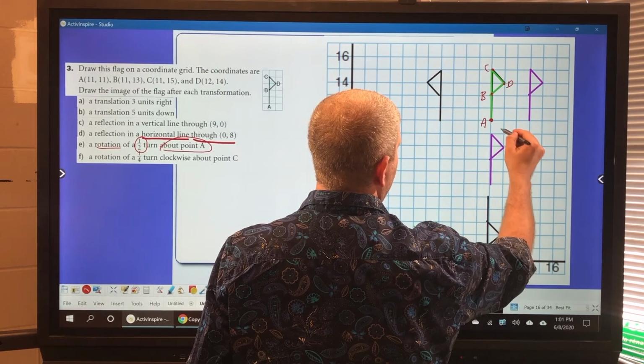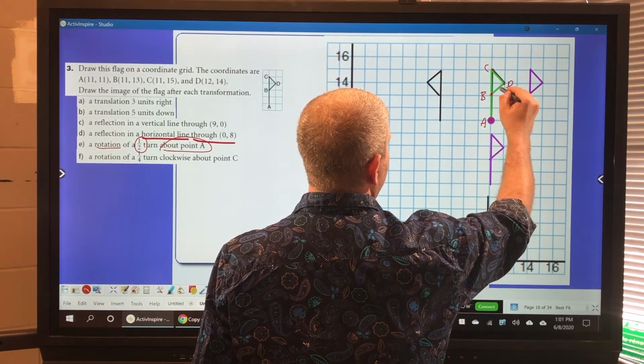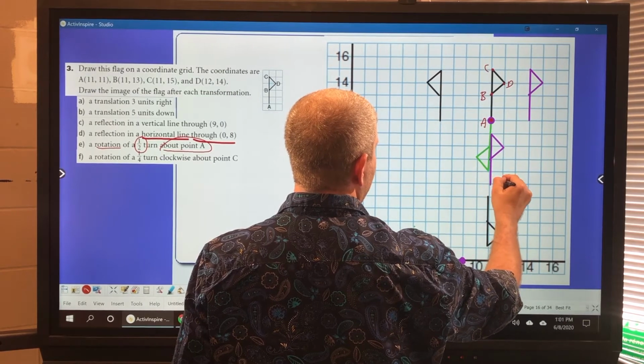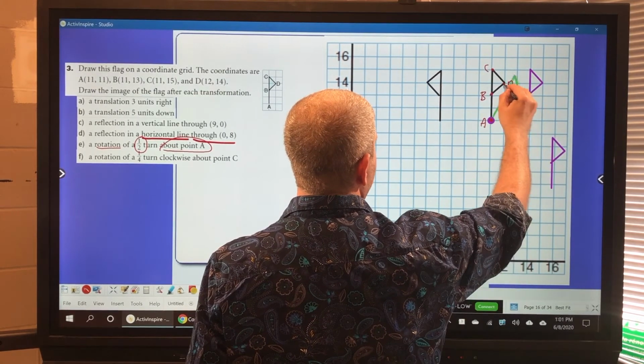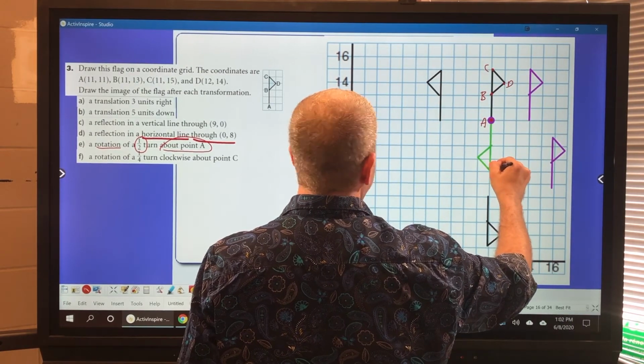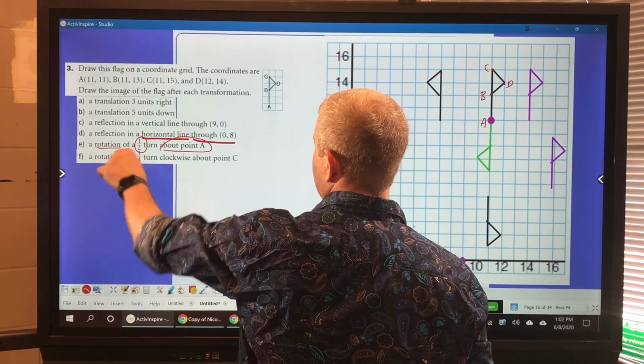I need to move my point A, my rotating point around point A. And then I'm going to go a half a turn, which is going to lead me right there. I'm going to see if I'm going to get rid of that. So there we go. That's a half turn. This is 90 degrees, and there's a half turn. So that's answering question E.